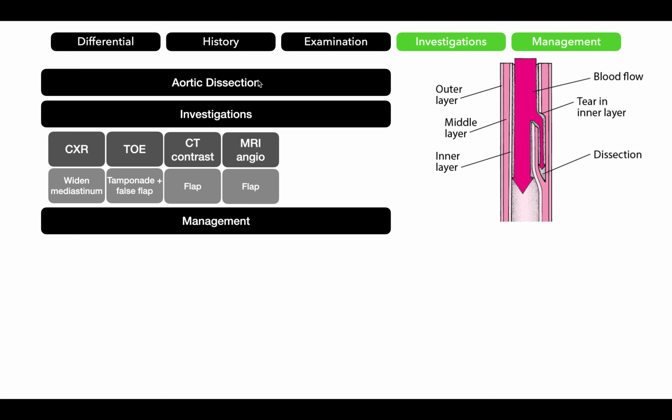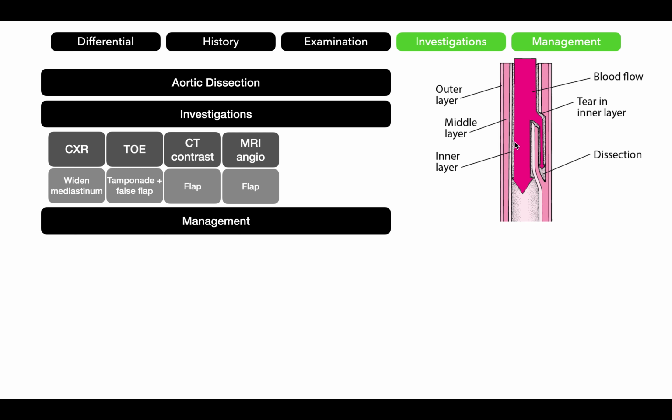Now, aortic dissection, you're going to do investigations, and that's going to be your chest x-ray, where you'll see a widened centre of the thorax on the chest x-ray as you're bleeding into that space. You'll do a transesophageal echo, and this will show tamponade and what's called a flap. And the other options you can do are a CT with contrast or an MR angiogram, where you'll also see the flap.